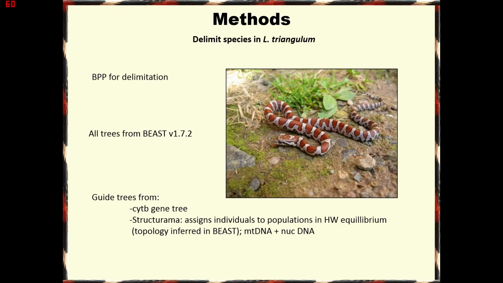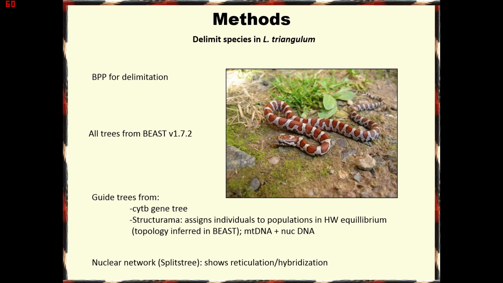This is a population inference program that assigns individuals to groups or populations based on trying to put them in Hardy-Weinberg equilibrium. One thing about Structurama is that it doesn't give you a tree. The output is just what your populations are, who's in each population. So we took those populations, ran that through BEAST to get the topology to use as that guide tree. And we did this based on mitochondrial and nuclear DNA.